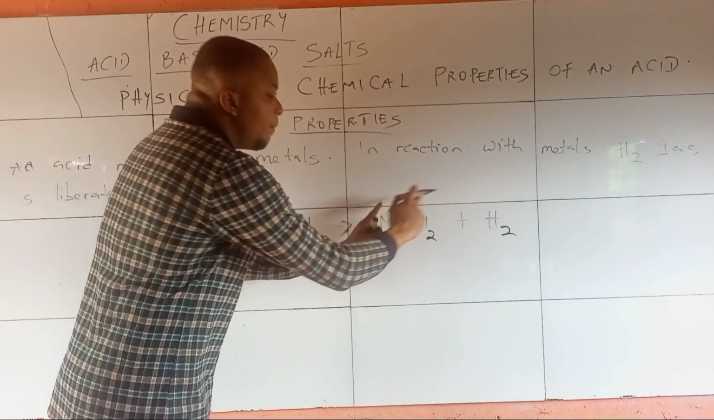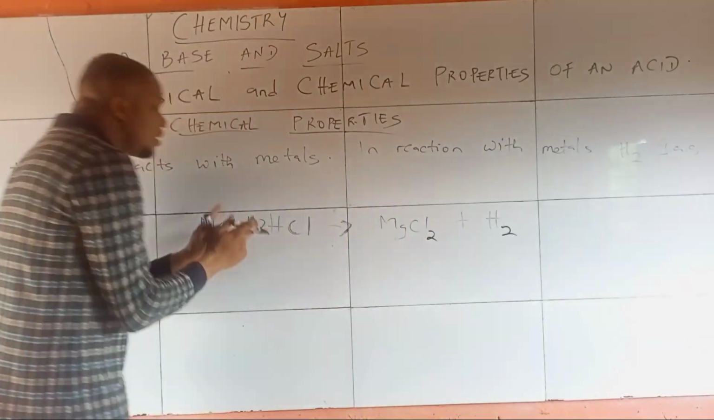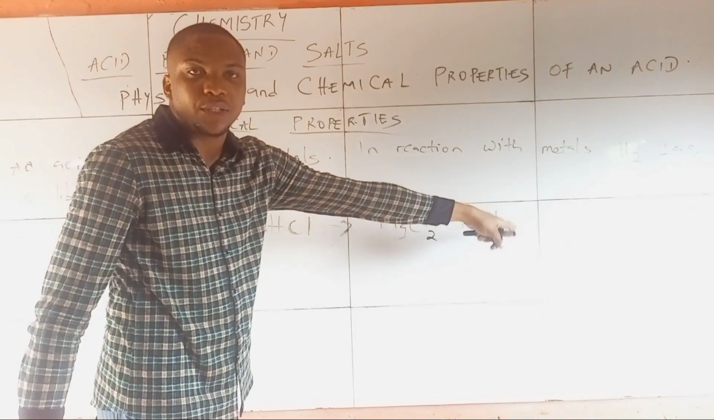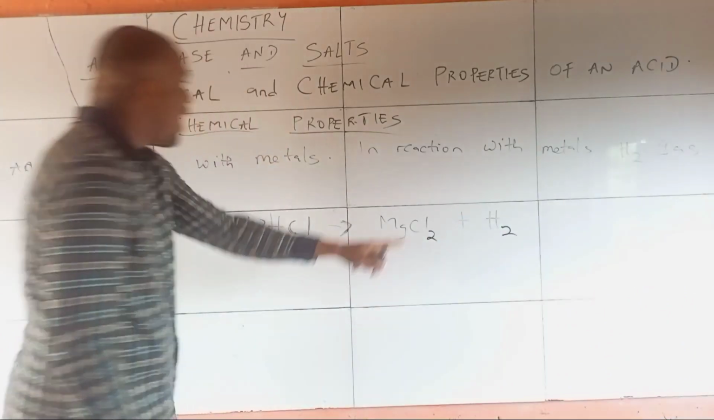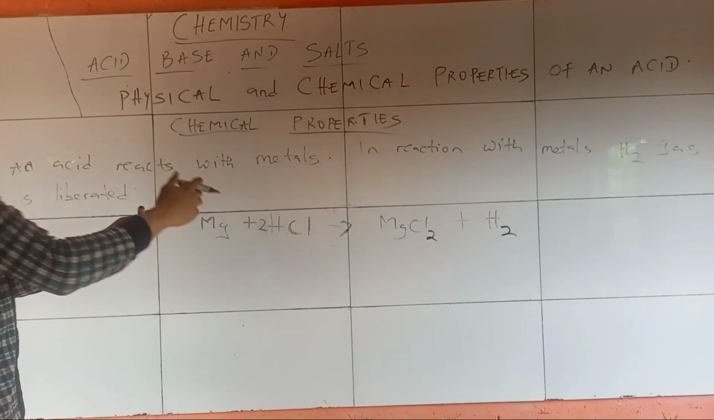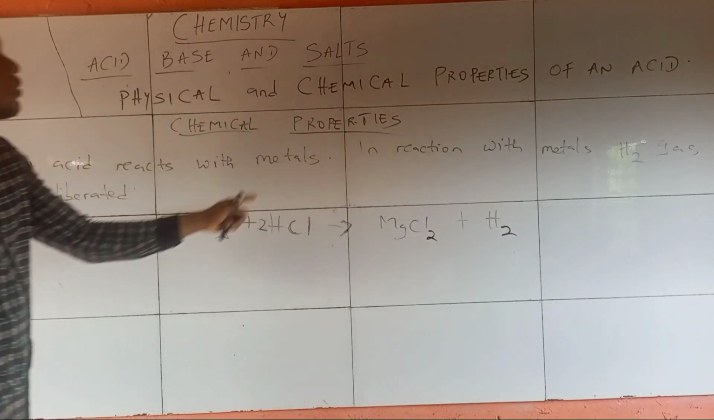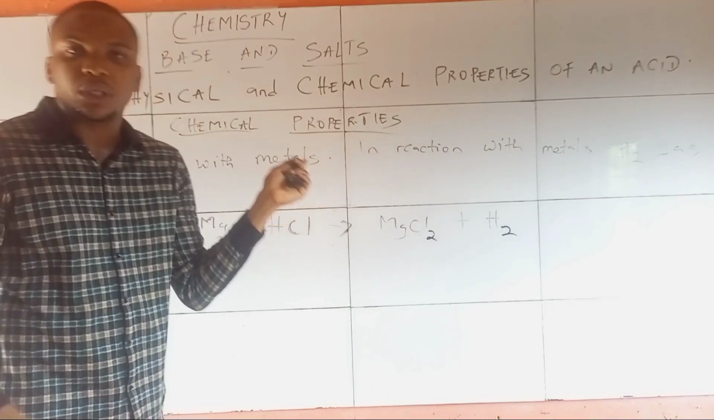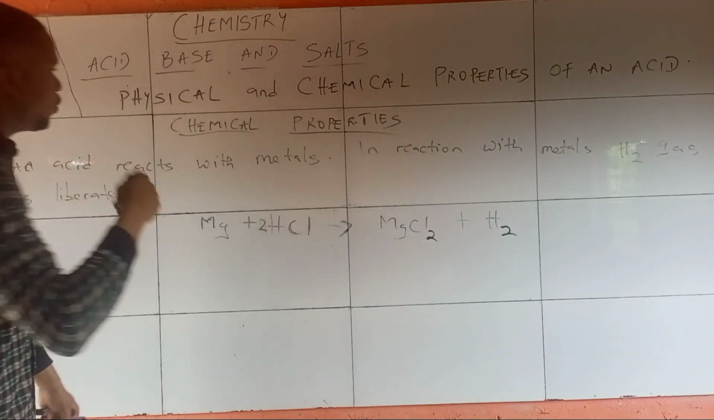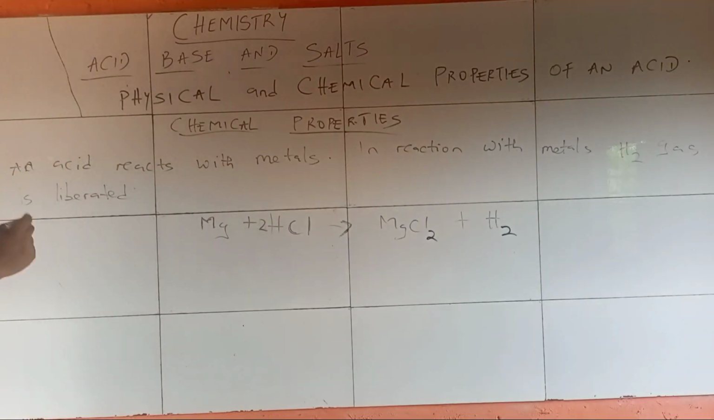Hence you're having what? Magnesium chloride. In this equation, hydrogen gas has been evolved. As you can see from the equation, are you following? Hydrogen gas has been given up. So this is an example of what? An acid reacting with a metal to give out what? Hydrogen gas. Okay? I think we can go to other chemical properties now.